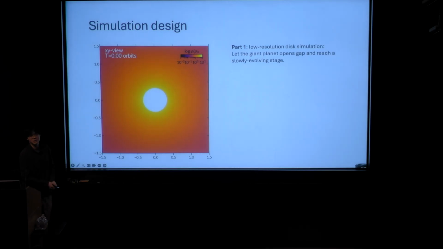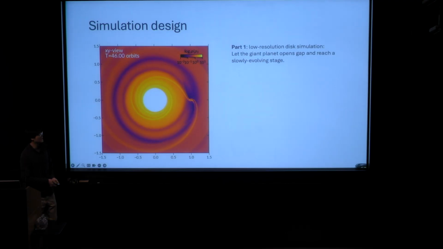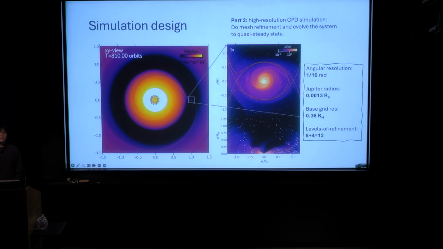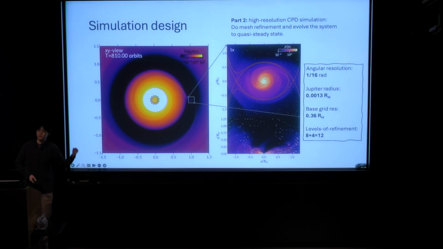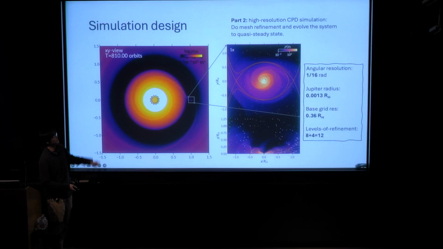Okay, simulation setup. As I mentioned, we want to simulate CPD. We first need to get a clear gap opened by the planet. That's the first step. We put the planet in the disk, let it evolve, and clear up the surroundings until, after about 800 orbits, we get a clear gap. And then we start the mesh refinement near the planet to reach the required resolution to resolve CPD.